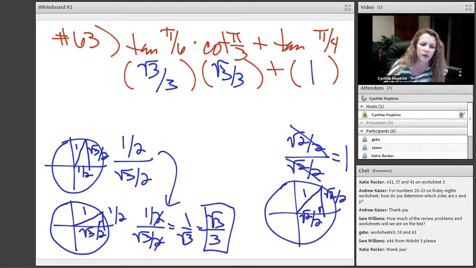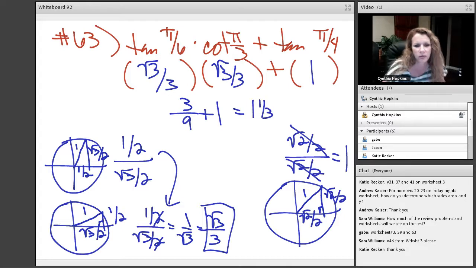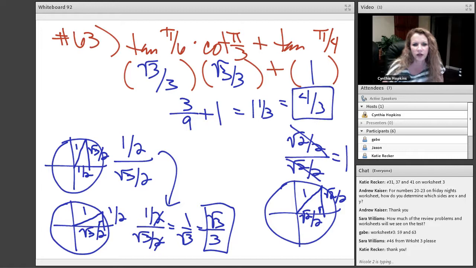And so now I'm ready to do my arithmetic. My rad 3 times rad 3 is 3. 3 times 3 is 9. And so I just have 1 and 1/3, right? Because 3/9 simplifies to 1/3 plus the 1. So 1 and 1/3 as a mixed number. And as an improper fraction, that would be 4/3. And there you go. Okay, that was Gabe.